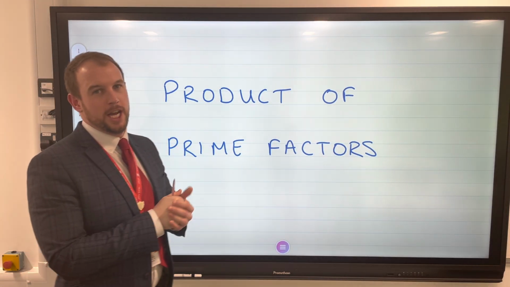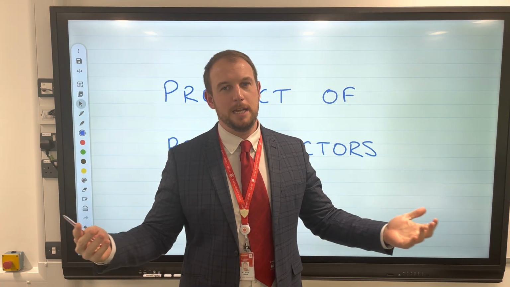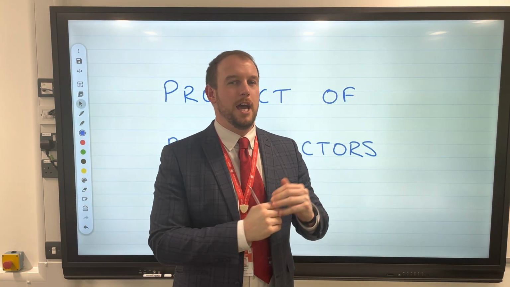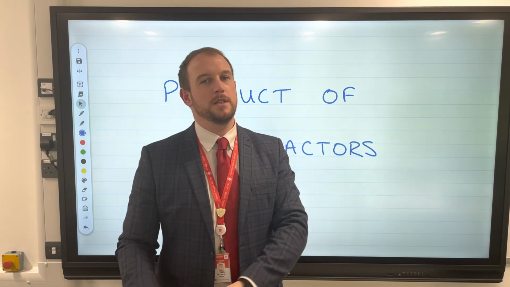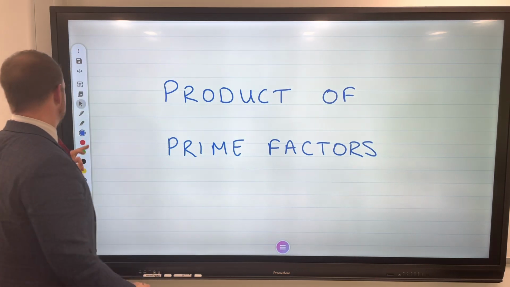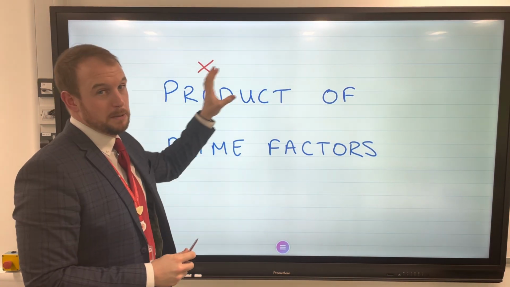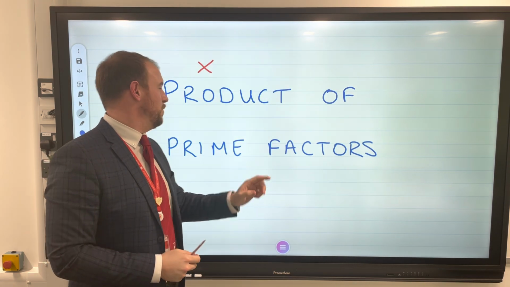So today we are looking at calculating the product of prime factors. Okay, now that may just seem like a load of maths words to you. However, we can easily break down these words to think what are they actually asking us to do here. So, product. Product is just another word for multiplication. Okay, so there's going to be a multiplication symbol in this somewhere.